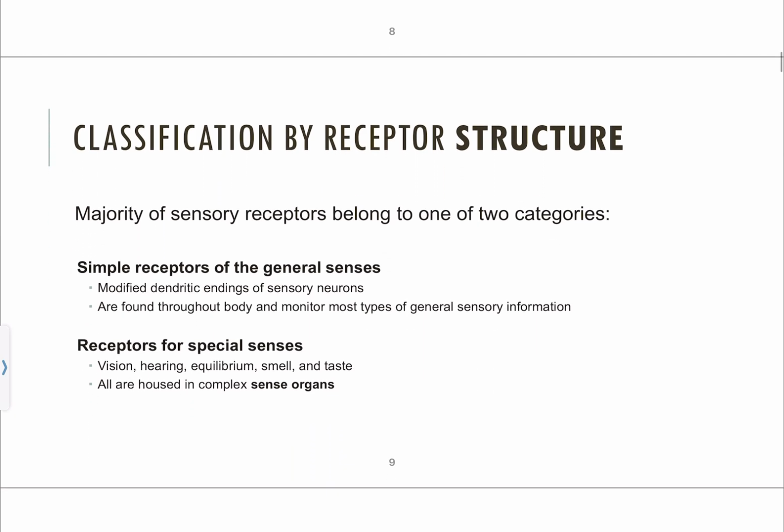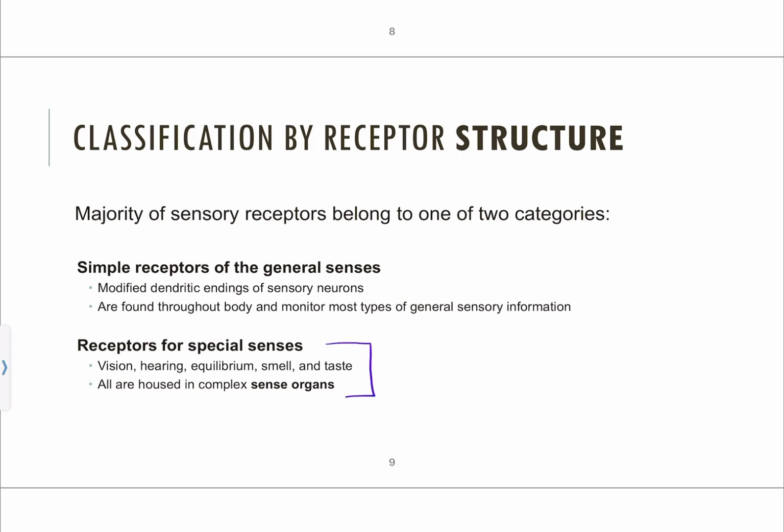The third classification is going to be by structure, but most of these receptors that we've been talking about belong to more than one category. So the majority of sensory receptors will actually belong to one of two categories. So we either have simple receptors for general senses, or we have receptors for special senses. When we're talking about receptors for the special senses, these are going to be things like vision, hearing, our equilibrium, smell, and taste. And all of these receptors are going to be in the sense organs themselves.